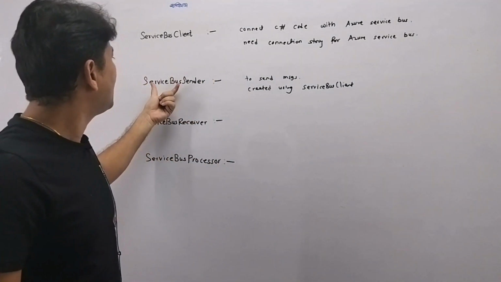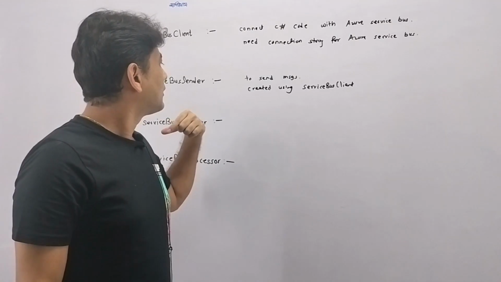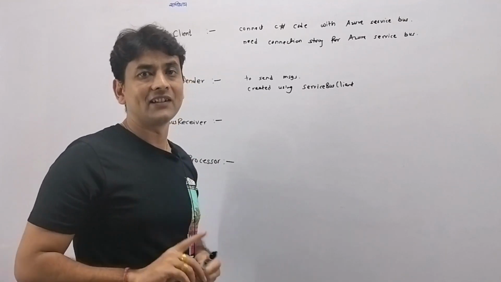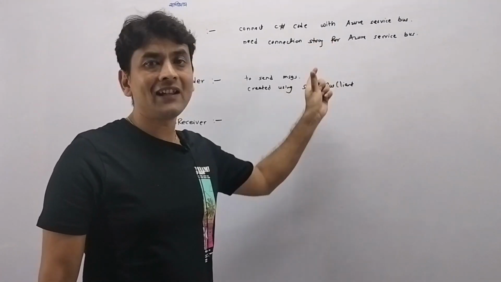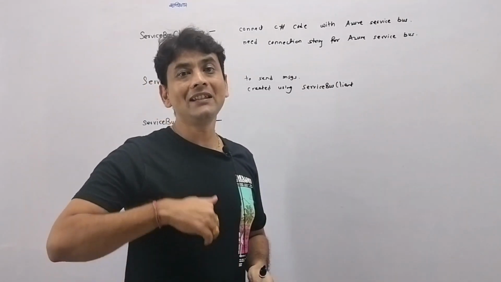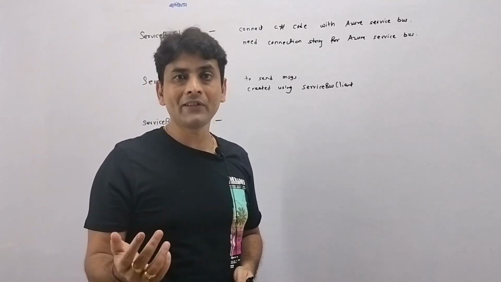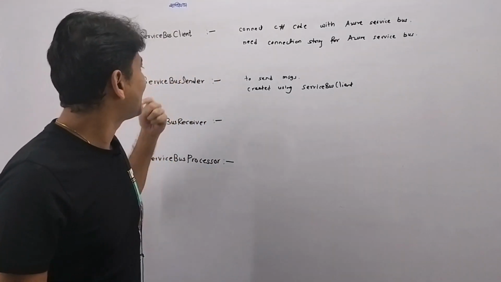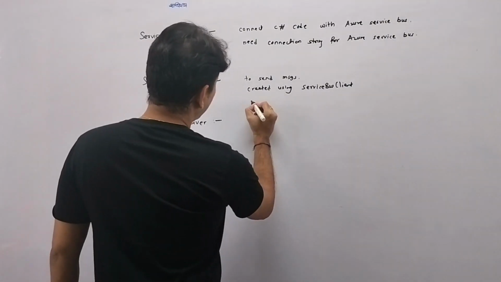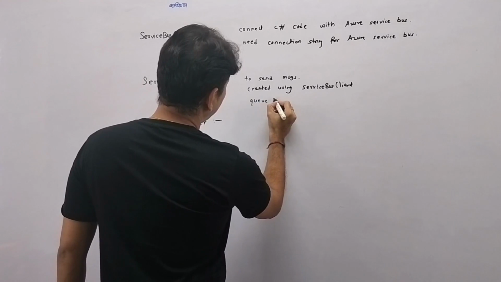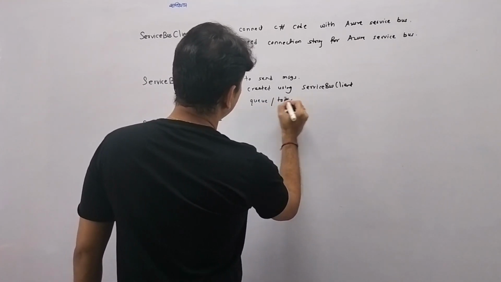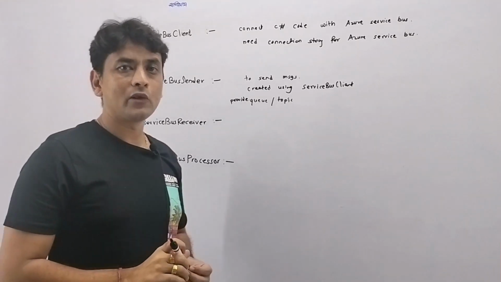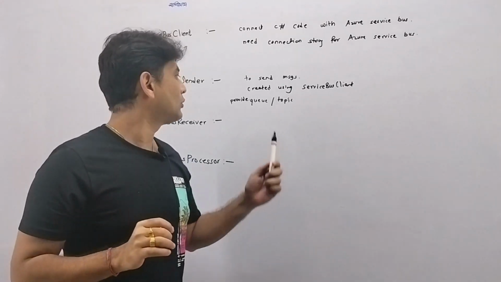But in addition, when we create Service Bus Sender, we need to provide the queue or topic as well to which we will be sending messages. See guys, through Service Bus Client we are already connected to that Azure Service Bus, but within that Azure Service Bus namespace, to which queue or topic we will be sending the message, that we need to provide while creating this Service Bus Sender. So we need to provide queue name or topic name as well. Again, Service Bus Sender is used to send messages to this queue or topic.